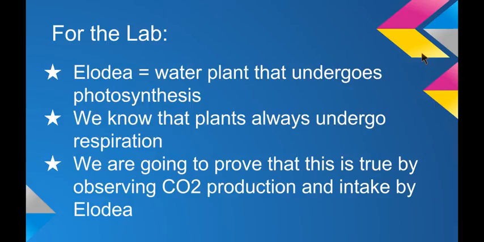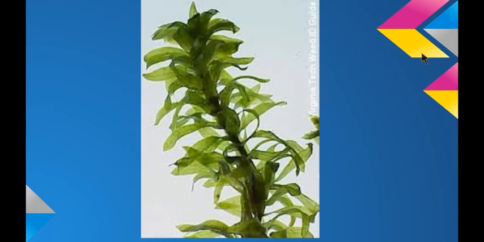For our lab, we are going to use Elodea, which is a water plant that undergoes photosynthesis, obviously, because it's a plant, but it lives underwater. We obviously know, and we've talked about it so much, that plants always undergo respiration, because after they make all that glucose with photosynthesis, they need energy, they need to do cellular respiration. We are going to prove that this is true by observing carbon dioxide production and carbon dioxide intake by Elodea, the water plant. Here's a picture of Elodea. It's floating in a sample of water. It's got some pretty thin green leaves.